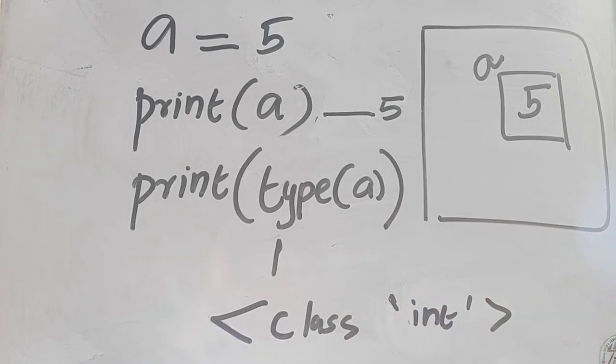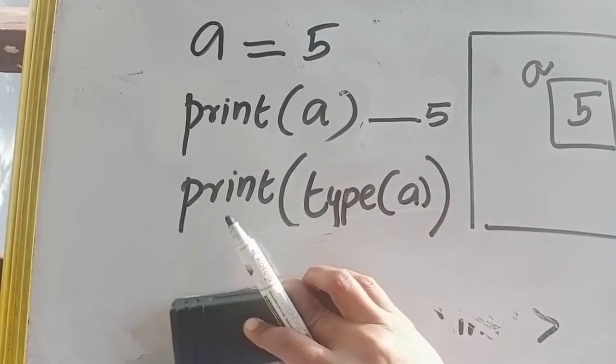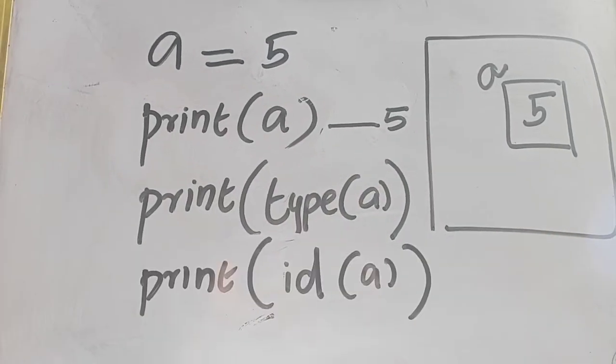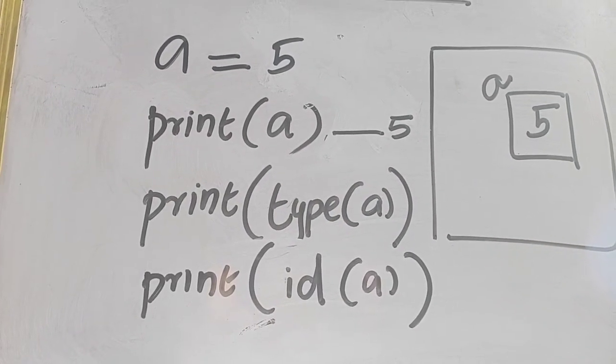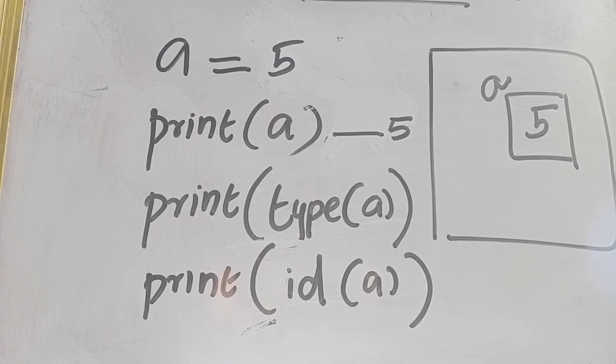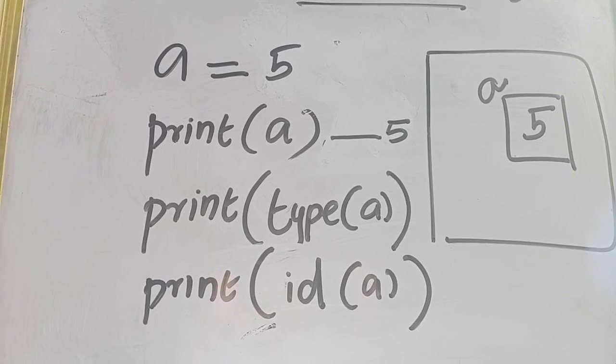Now I want to introduce one more new function to you. See here, the new function is id. Id is a function that is used to tell you the address location of your variable.